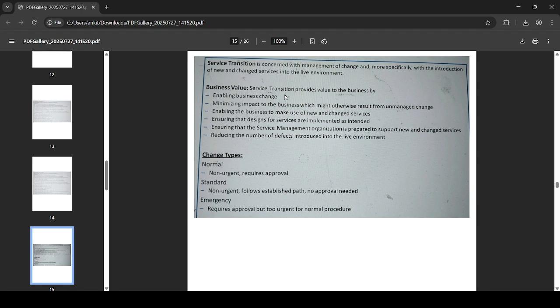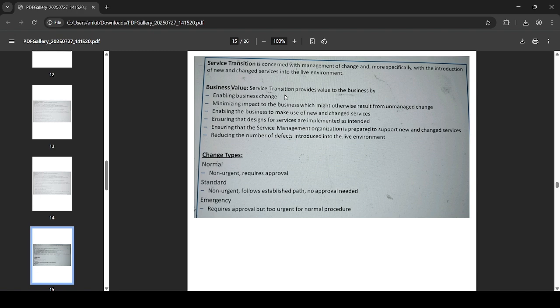Enabling the business to make use of the new and changed services, ensuring that designs for the services are implemented as intended. It ensures that the service management organization is prepared to support new and changed services, reducing the number of defects introduced into the live environment. Whenever service transition is there, it will reduce the number of defects in the production environment. And we have to be prepared to support the new application changes, or the existing changed services. It will also contain the change types, right?